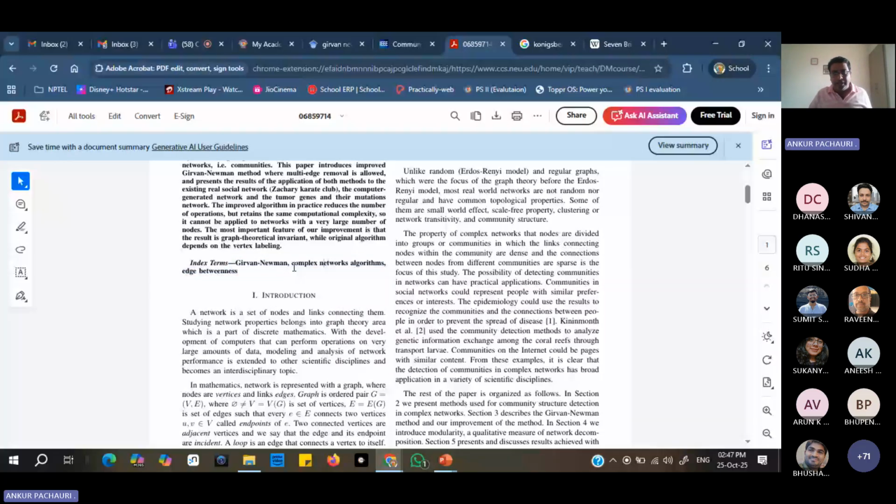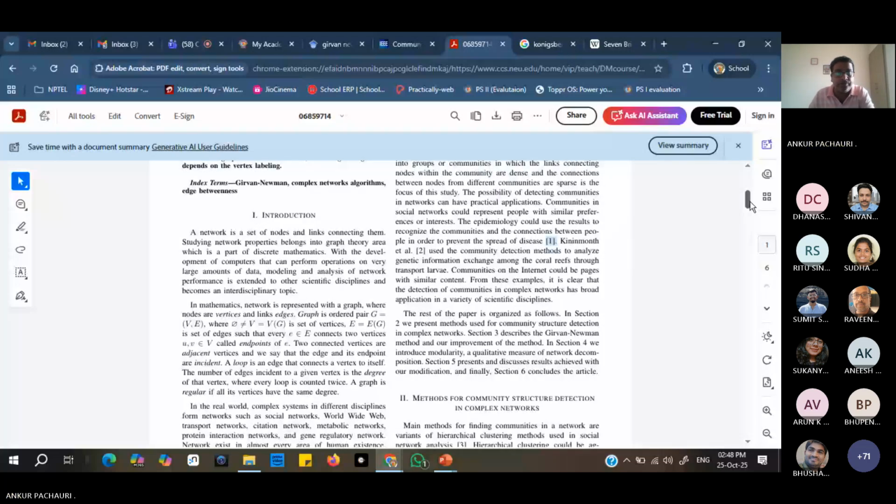If you are making a sentence, for example, the epidemiology could be used to recognize the community and the connection between the people in order to prevent the spread of disease. If I make a statement, I'm giving a justification, a reference, that this is the researcher who made this sentence. I'm just quoting this sentence, but it was actually made by the researcher at count one. Now look at count one. What is it?